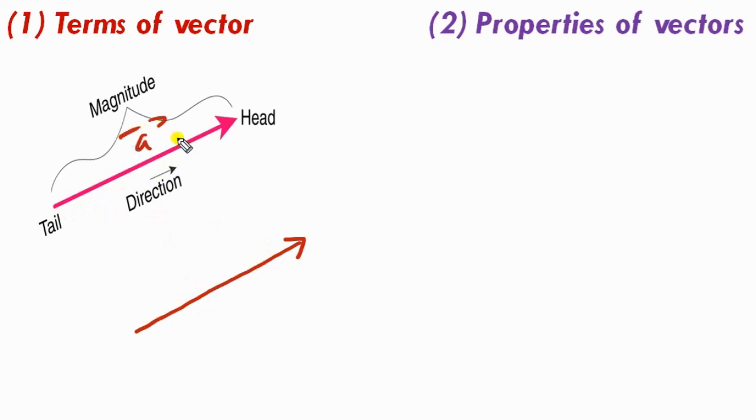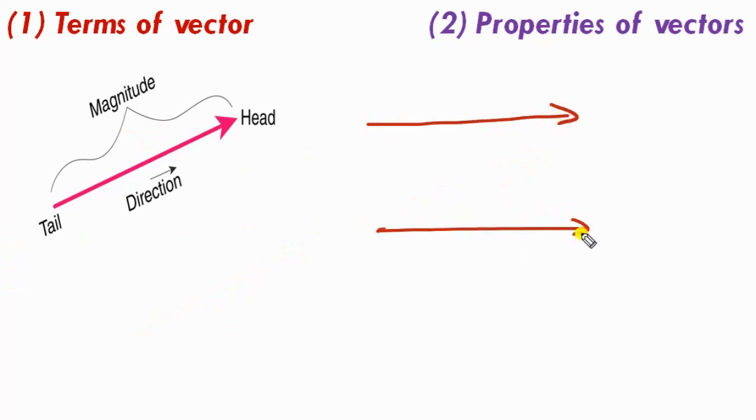So if this is vector A and this is vector B, then vector A is equal to vector B. Why? Because both the vectors have the same length, that is, both the vectors have the same magnitude, as well as the direction. The direction of both vectors are exactly same. Two vectors are equal if both of them have the same direction as well as the same magnitude. That means two vectors are equal if the length of the arrow representing them is equal and their direction is also same.